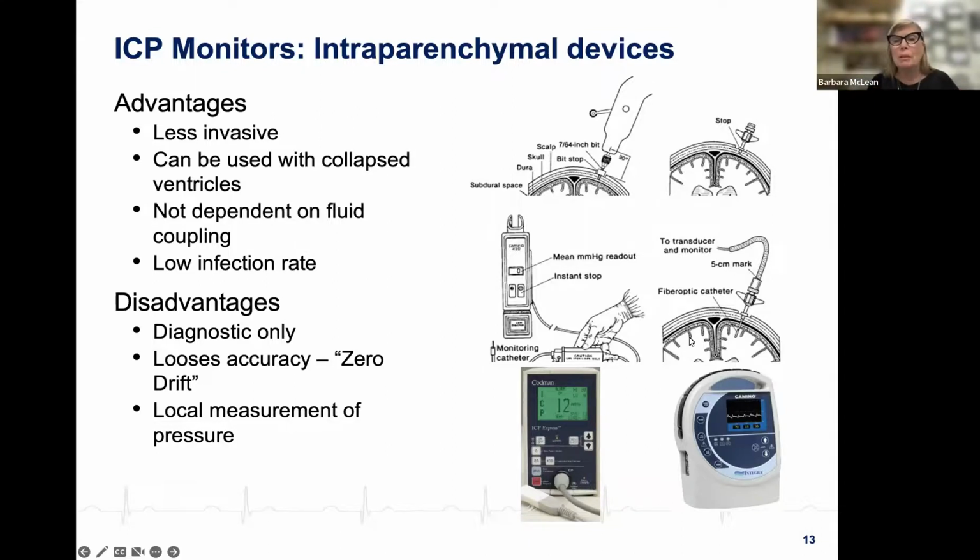Big thing that happens with these devices, the only person who can zero reference is going to be the neurosurgeon, because they have to zero reference with the tip of the catheter out of the patient. Once it's in the patient, you can't zero again. Now, it's also really important to recognize that this won't be as global a measurement. It's going to be really more of a local measurement. Wherever I place that transducer, it's going to measure the pressure at that transducer.